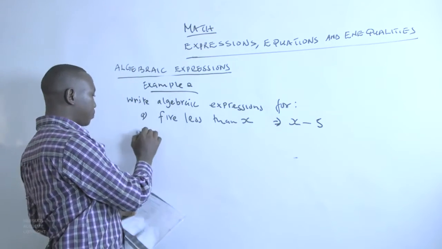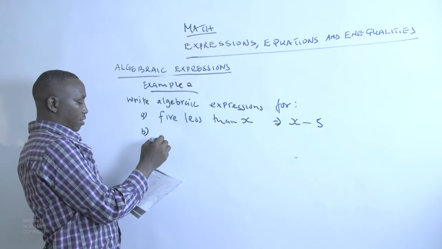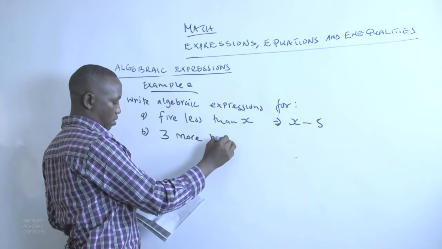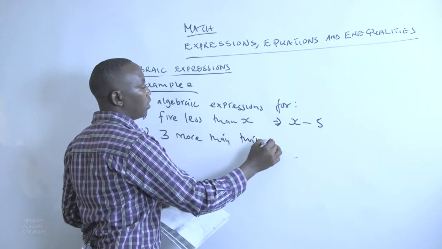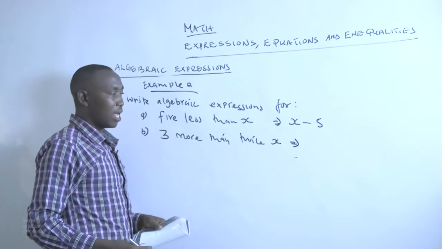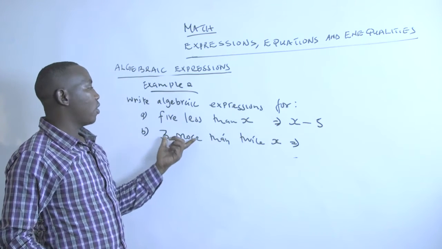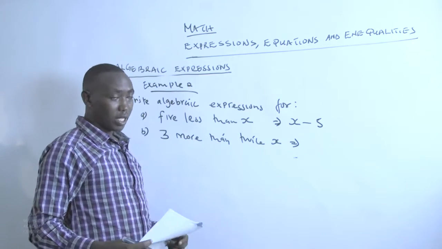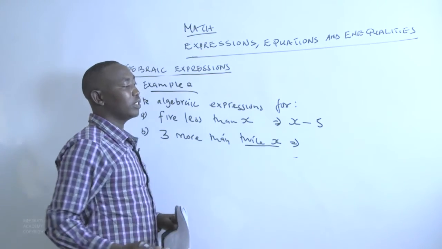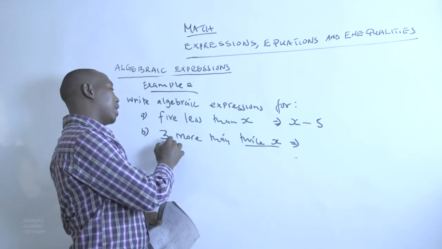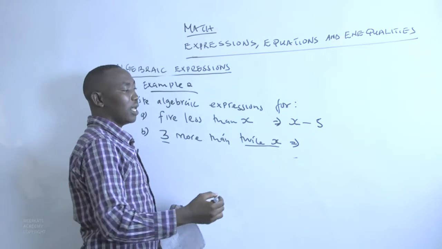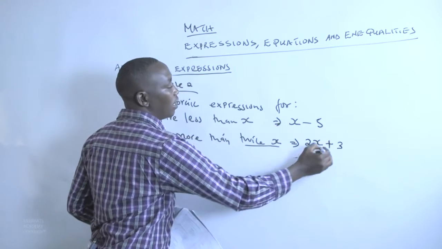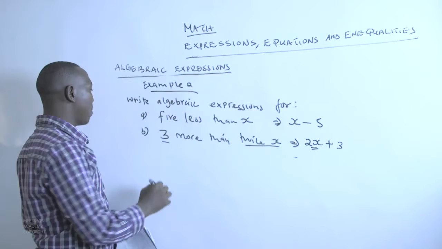Number b, 3 more than twice x. In this particular case, we don't have less, we have more, and it is 3 more than twice x. We therefore need to write an expression for this twice x, then 3 more, or 3 more is added to it. Therefore, we're going to have a total of 2x added to 3. This simply means twice x plus 3.